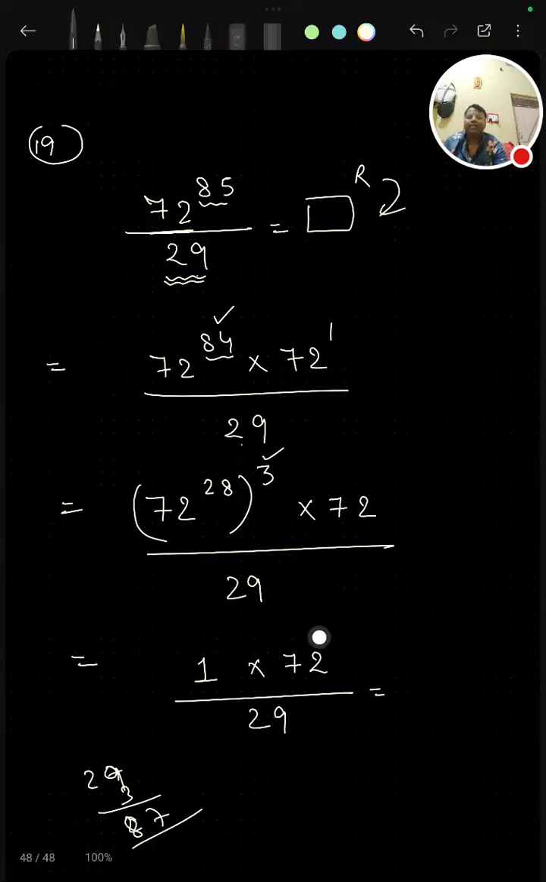87 minus 15. Minus 15 is the negative remainder. If minus 15 is the negative remainder, then 14 is the positive remainder, because 15 and 14 make 29. 14 is the positive remainder. This is the correct answer. Clear? 14 is the positive remainder.